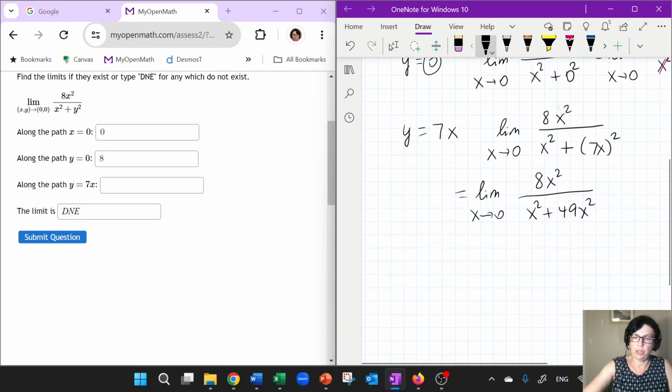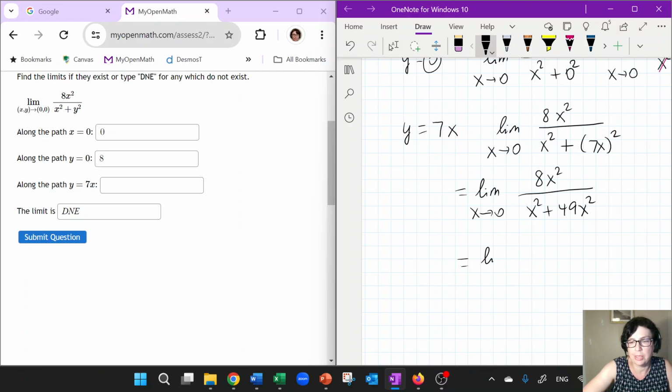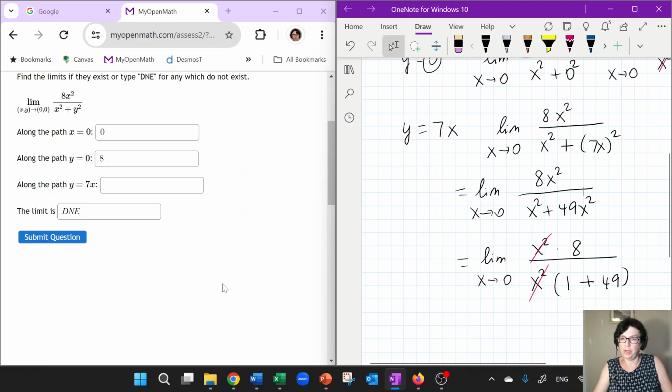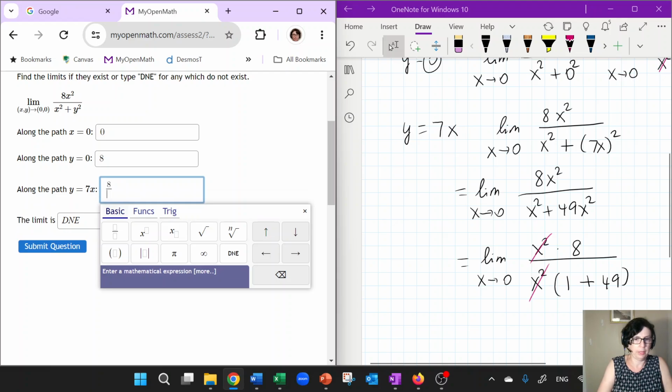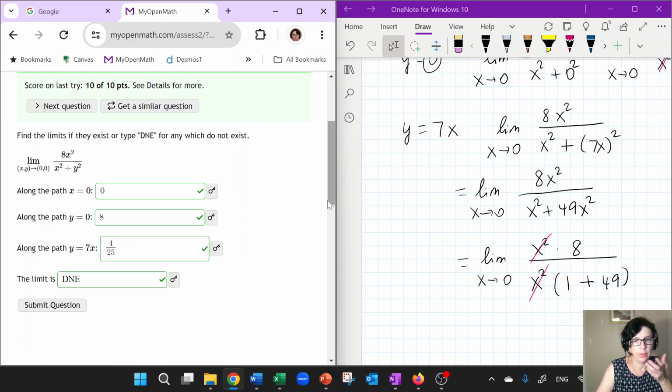Again, if you just try plain substitution, that's not going to work, because you get 0 divided by 0. However, you can pull out x squared from each term. So here it will be 1 plus 49. Then you can see that x squared and x squared will cancel. So the answer is going to be 8 divided by whatever that is, 50, looks like. You could probably reduce that, right? So that should be 4 over 25. It doesn't ask me to reduce, so I think either one it'll accept.